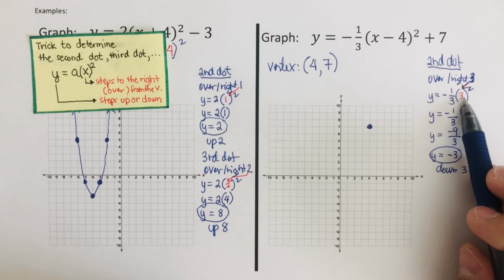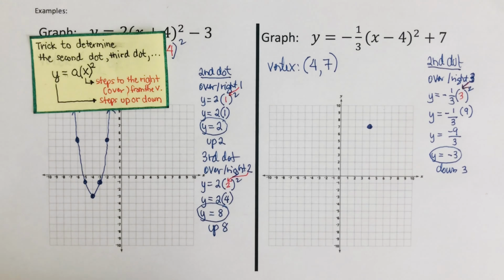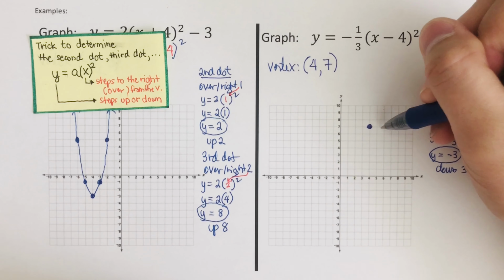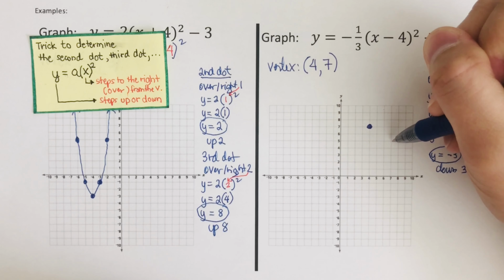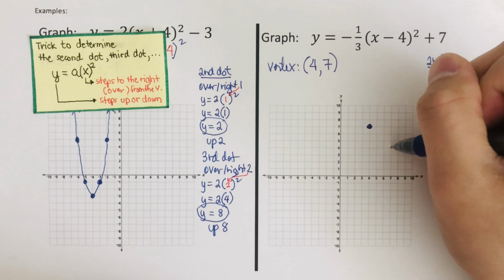If we did 1 here, it's going to become 1/3, and we're going to be approximating where it sits, and it's not going to be a perfect dot. The position of the dot may not be perfectly placed. So that's the trick over there. So we are going to go right 3, down 3. 1, 2, 3. 1, 2, 3. So this is where the second dot is going to sit.